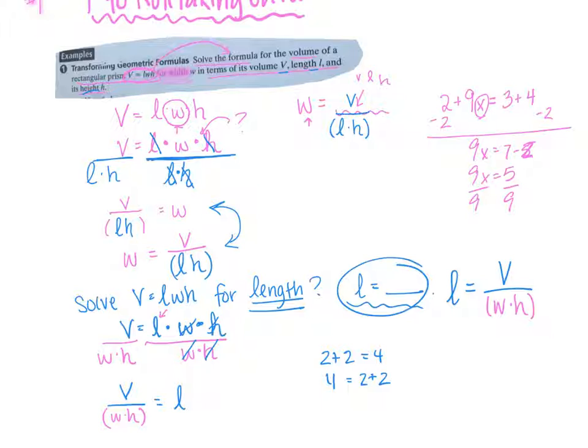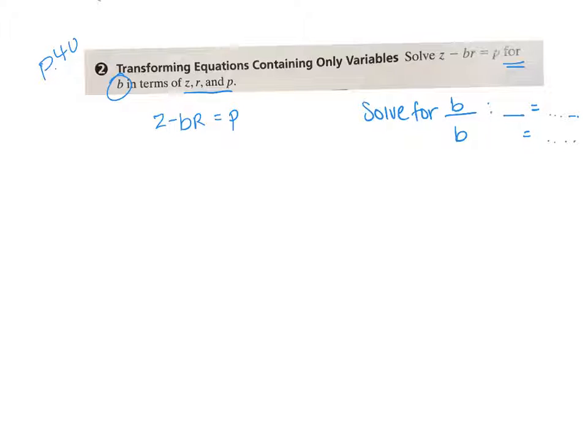Let's look at one more situation where we have only variables, but this time I've got addition or subtraction going on. I'm looking at this one still on page 40 of my note-taking guide, so go ahead and follow along with me. I am solving Z minus BR equals P, and I want to solve it for B, in terms of Z, R, and P. Solving for something means this is the same as this, equals dot, dot, dot. So in this case, if I'm solving for B, I want it to be B equals something else. So I want to get B by itself.